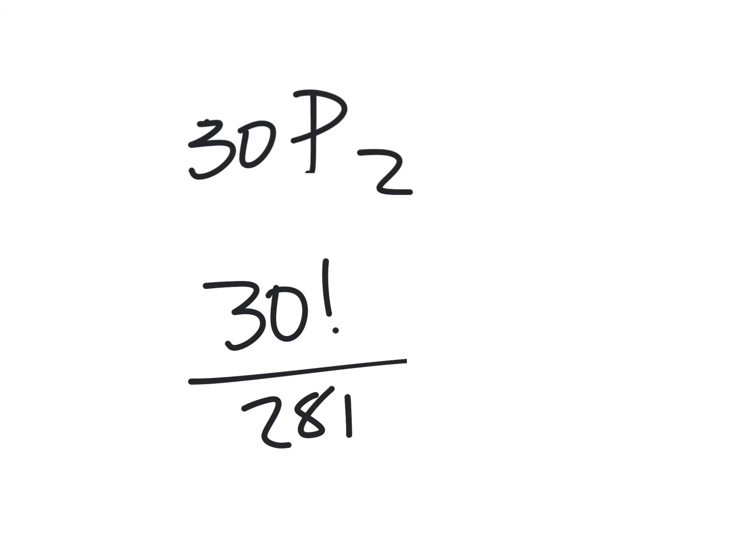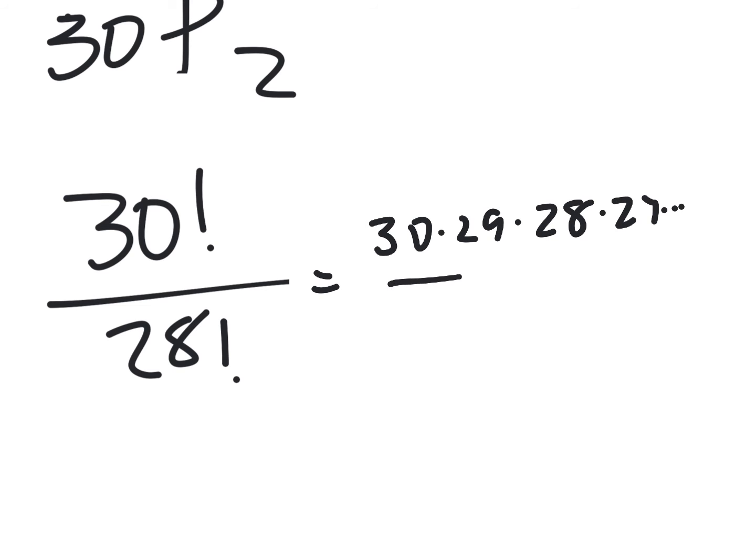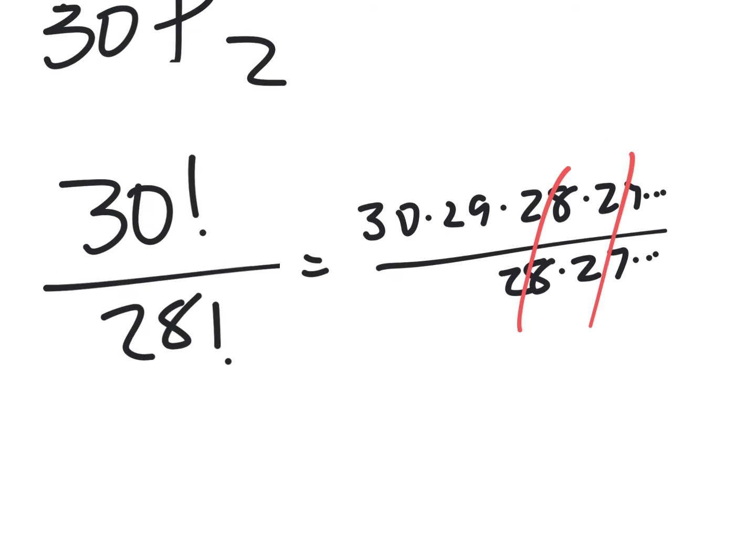28 factorial. Now, I could do some of it in my head. I could go, this would be like 30 times 29 times 28 times 27, dot, dot, dot. I could write out just the first few of them, and this one would be 28 times 27 times dot, dot, dot. And then I get the idea. Look at that. These cancel. The answer is 30 times 29, but I still would want a calculator, even with that.